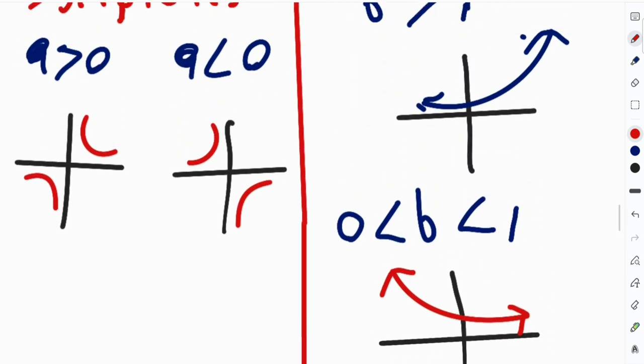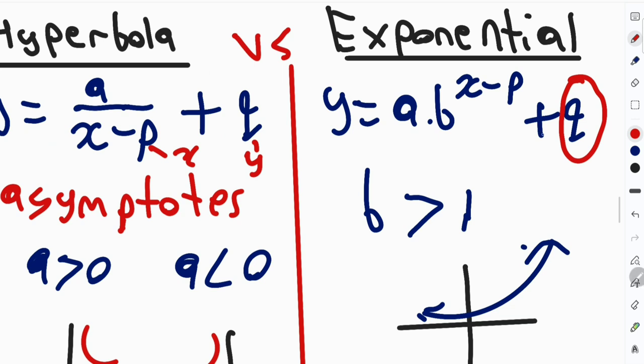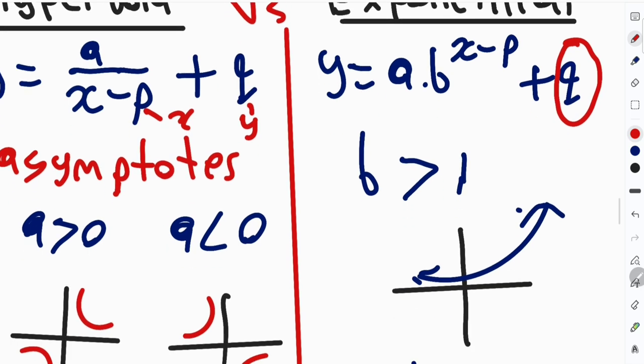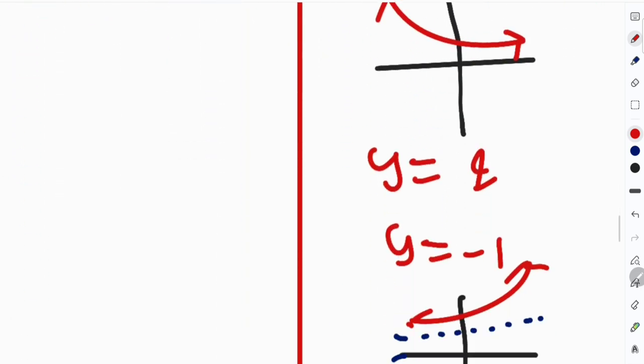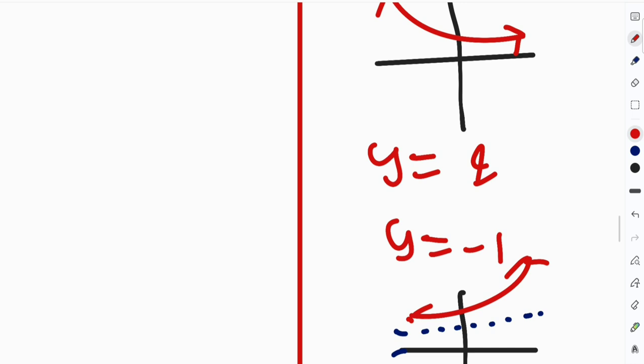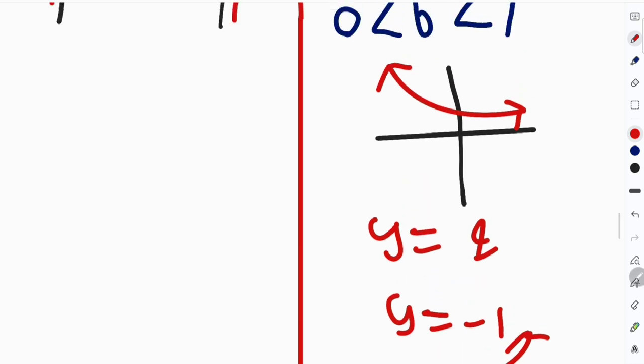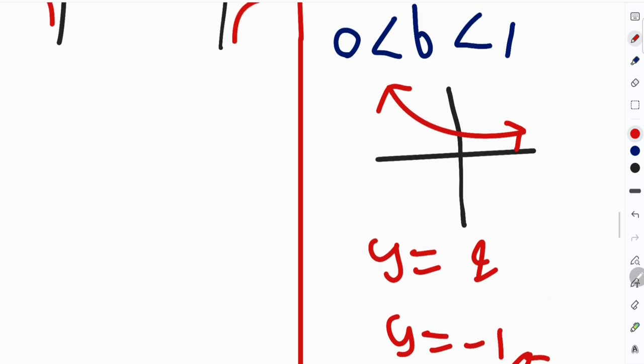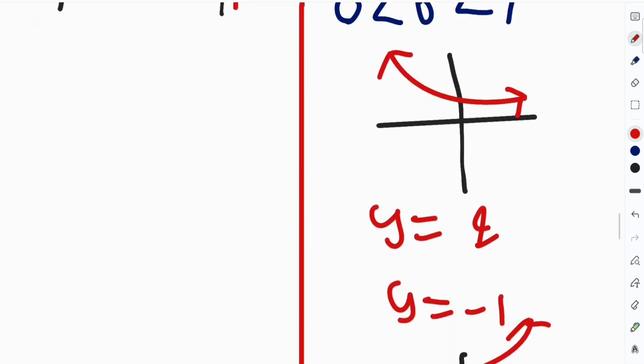And here you don't have to worry about the sign. The sign that you see with the q is the sign that you take. If it's positive q, you take it as positive q. If it's negative q, you take it as negative q. That is the value of your asymptote: y equals that value. So if they ask you to write the equation of the asymptote, you just say y equals that value. So that is for your exponential.